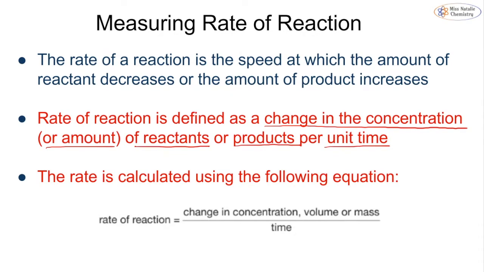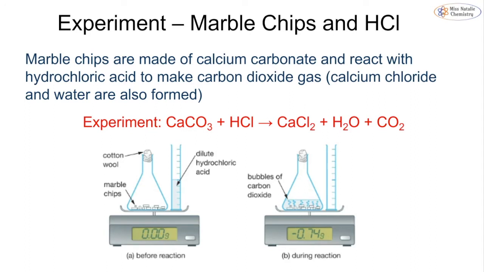And we can determine a value for the rate using this equation at the bottom here. So we have our change in either our concentration, our volume, or our mass, and we divide it by our time. So let's have a look at the experiment for this particular topic. So the experiment is between marble chips, otherwise known as calcium carbonate, that's its proper chemical name, and reacting that with hydrochloric acid. Now in this reaction we're going to form carbon dioxide gas. We do also form the salt and the water, but that actually doesn't help us in any way. What we really want to focus on is our carbon dioxide gas.